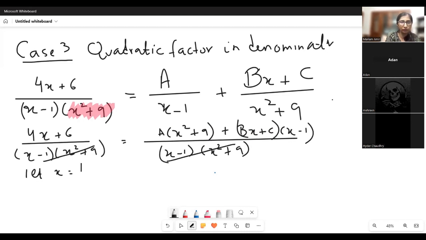So what do we get on the left hand side? We get 10 because 4 times 1 plus 6 is 10. And on the right, a times 1 square plus 9, which is 10. So a equals 1.